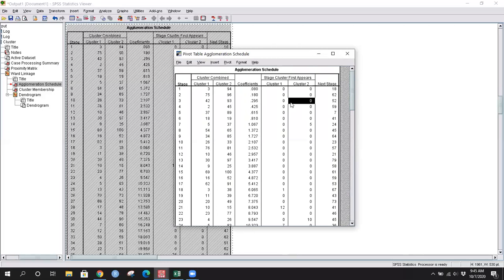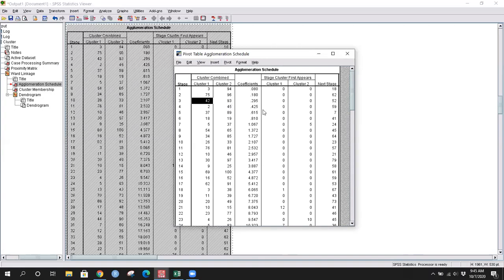Now, for ease, it is the distance. So इसका अगर actual मतलब आप पूछें तो it is the distance between the two closest observations in the clusters being combined. Okay. Now, the stage cluster first appears. As I said, this identifies the prior stage at which each cluster being combined was involved. And if there is a value of 0, that means the observation is still a single member cluster. So it's getting combined for the first time.